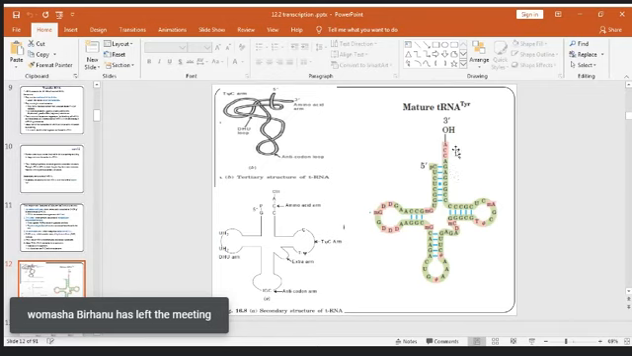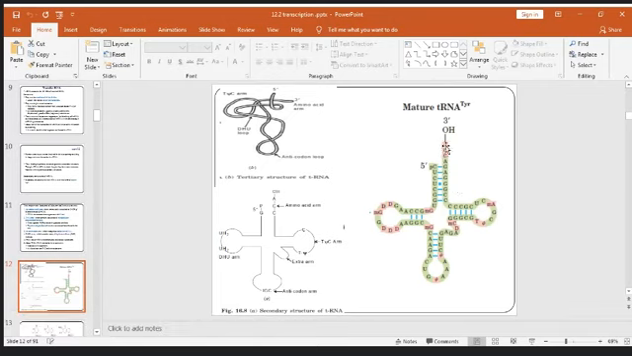The 3 prime end of the transfer RNA ends with the CCA nucleotide sequence, and adenosine is the last nucleotide to bind the amino acid with it.